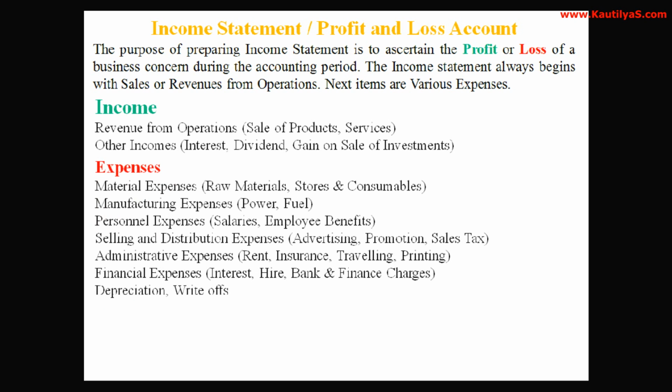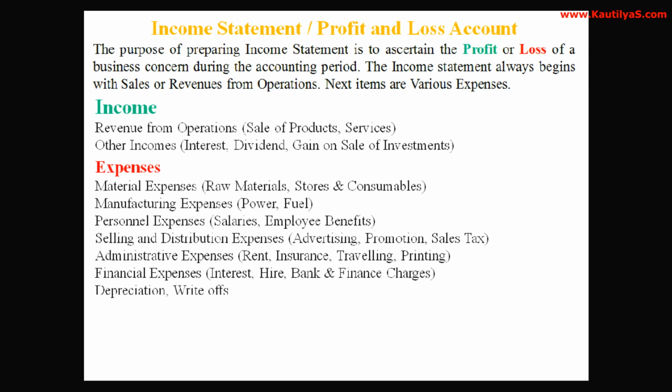When it comes to expenses, expenses are classified into material expenses, manufacturing expenses, personnel expenses, selling and distribution expenses, administrative expenses, financial expenses, and non-cash items like depreciation and write-off. Examples of expenses are raw materials, power, salaries, promotion, traveling, bank and financial charges.